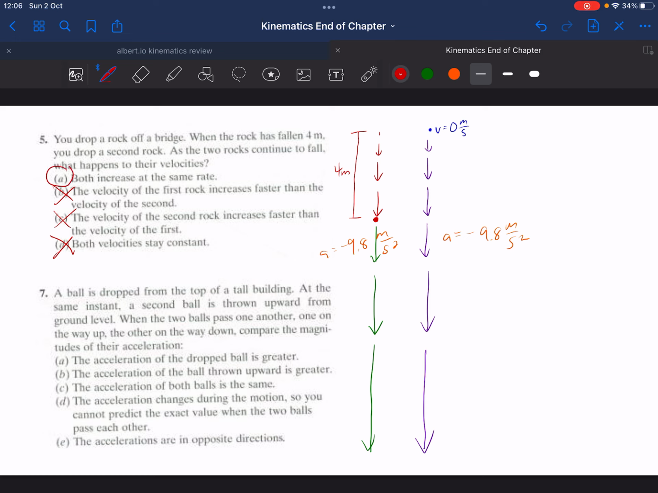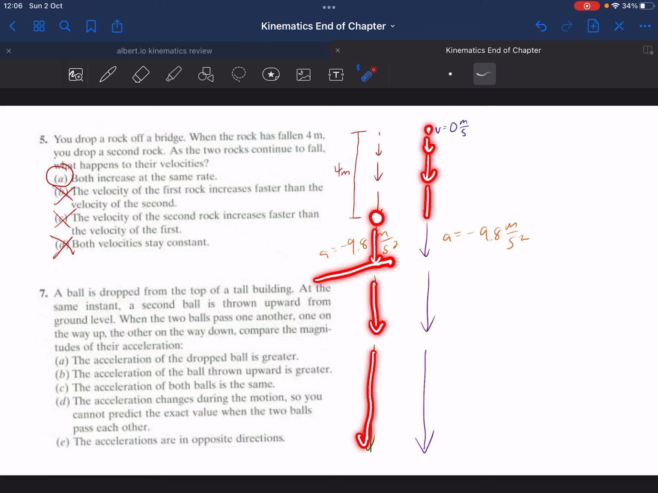The answer here is A. They are both going to increase at the same rate. So even though this one starts at a faster speed, the rate of change as it falls is still the acceleration of gravity. This one is starting from rest, so it's going to start slower, but the rate of change is still the acceleration of gravity.